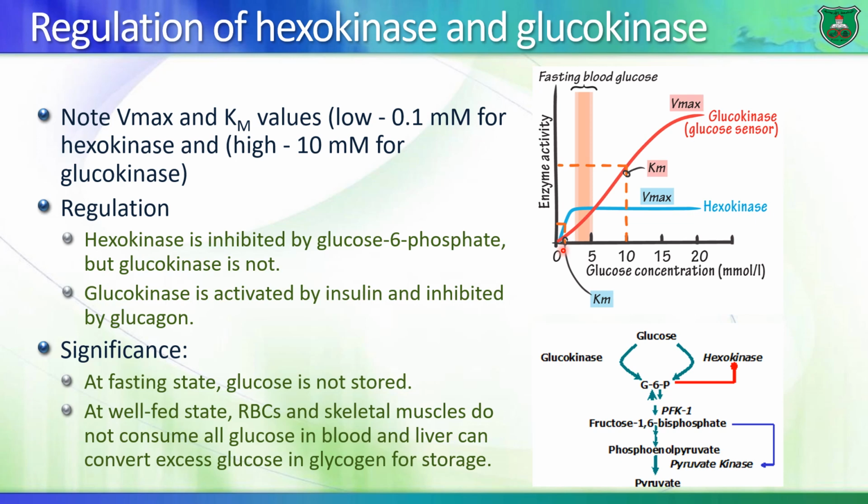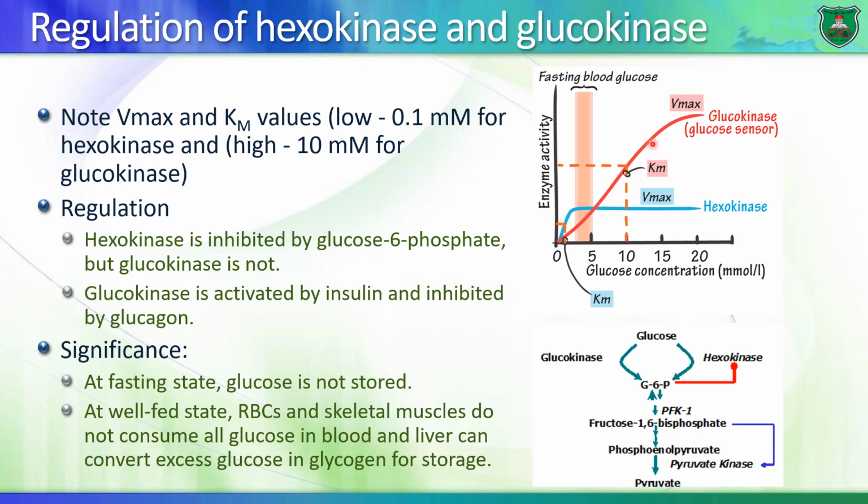On the other hand, for glucokinase, Km is really high. It's about 10 millimolar, so it's 100 times higher than the Km value for hexokinase. Again, that's Vmax, 50% right here, go down. So that's the Km for glucokinase.